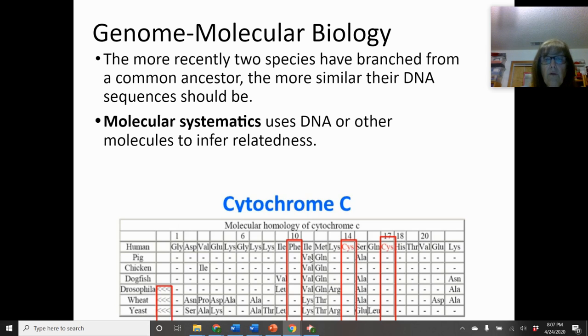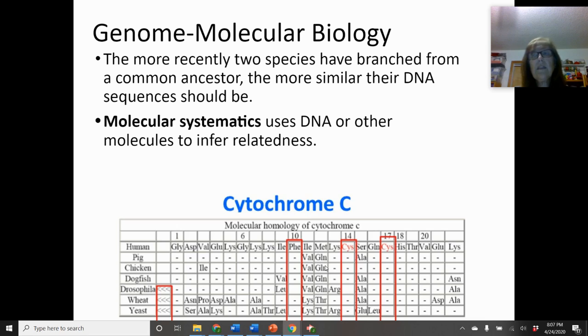So for example, if we look at amino acid 11, we see that a pig, a chicken, a dogfish, and Drosophila all have valine in the same order. And in number 12, they have glycine, glycine, glycine, glycine. And in number 15, they have alanine, alanine, alanine, alanine, which suggests that a pig, a dogfish, and a Drosophila are more closely related than wheat or chickens.